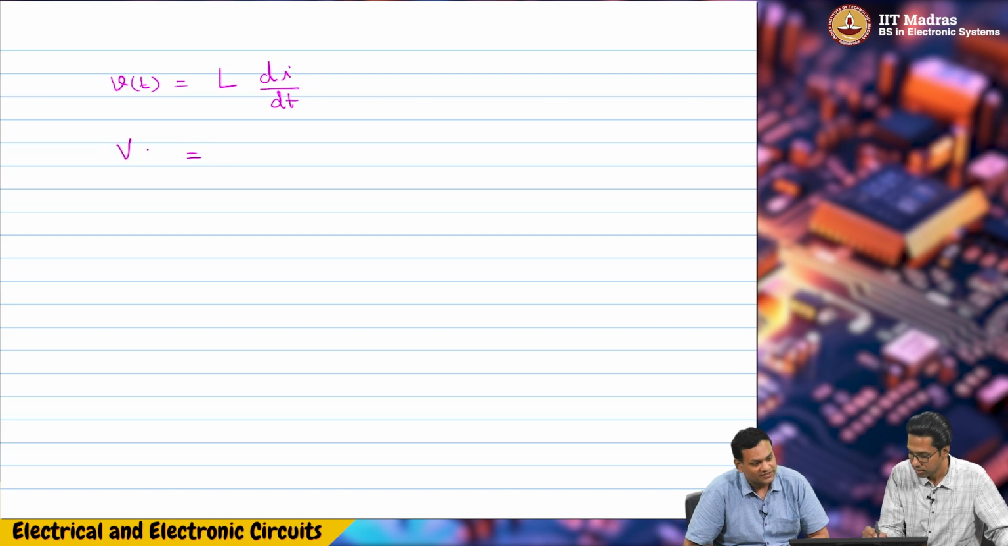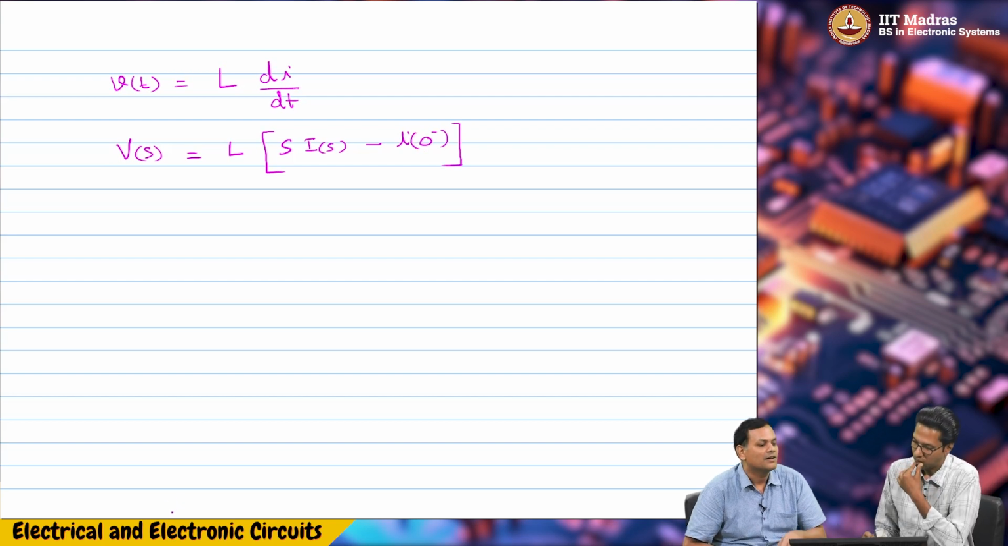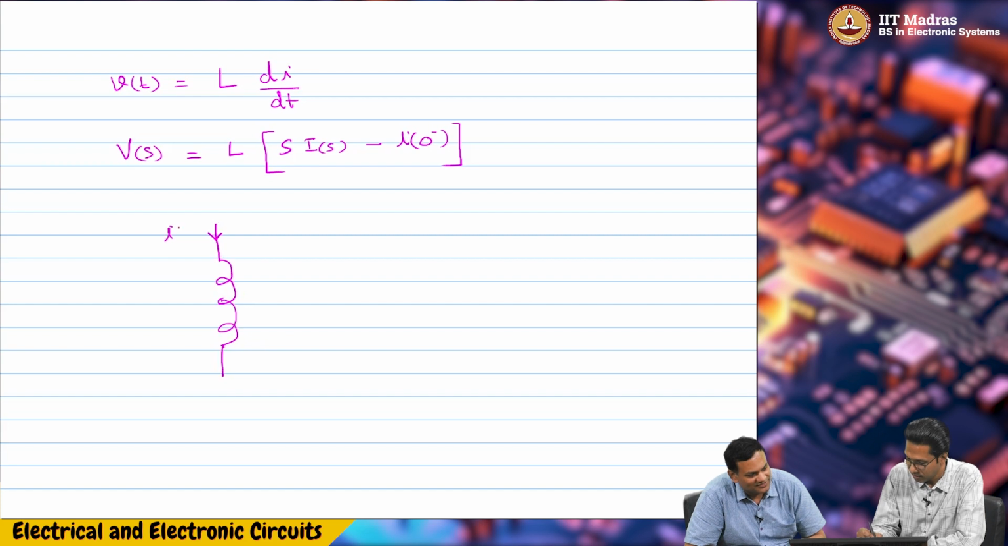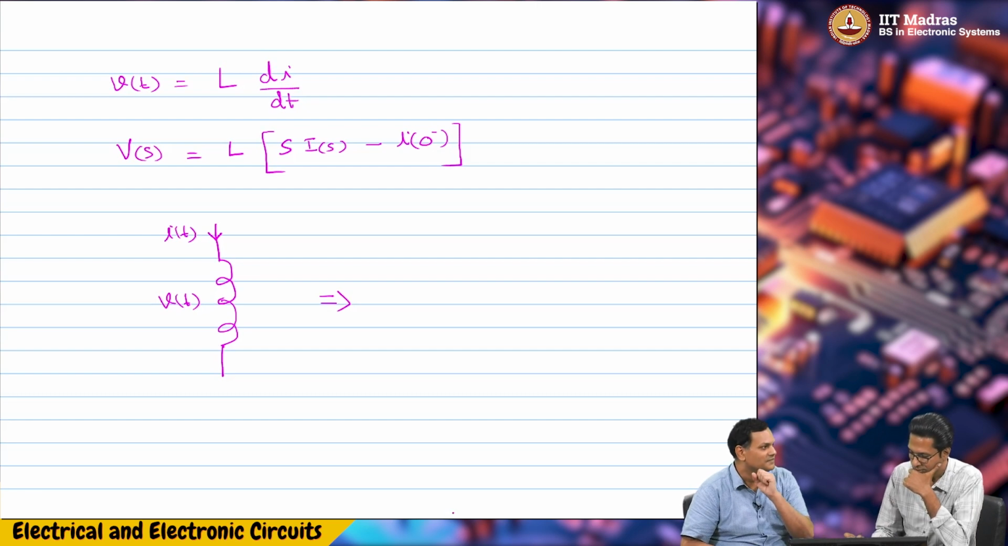So capital V of s will be L times s times I of s minus L times i of 0 minus. What does this mean? Let's be practical. I have an inductor, with current i of t flowing and v of t across it in the time domain. As per this equation, I could represent this in the s domain, so I of s flows through the inductor and V of s is the voltage across the inductor.